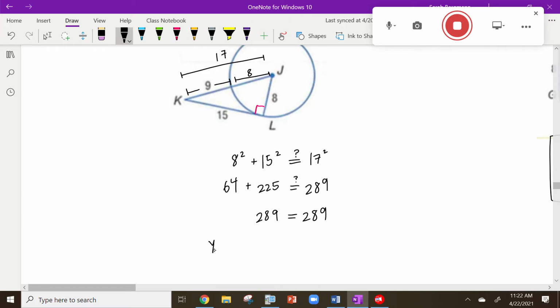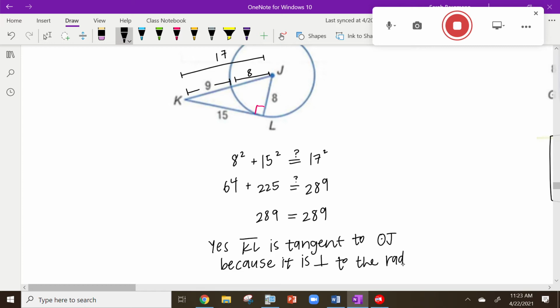So we can say yes, segment KL is tangent to circle J because it is perpendicular to the radius JL.